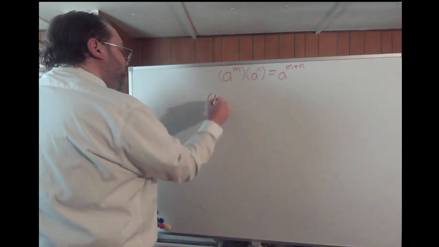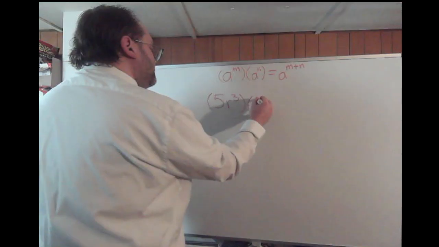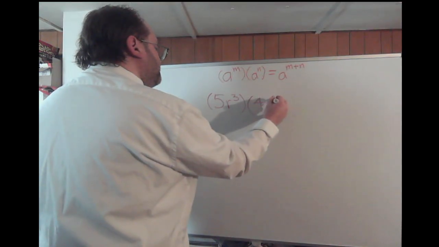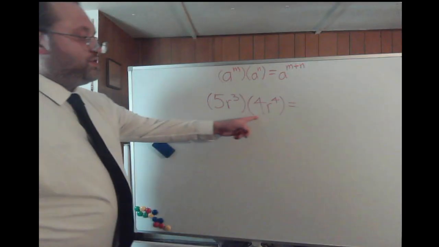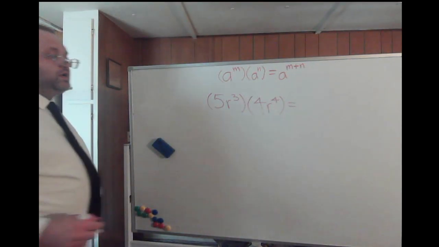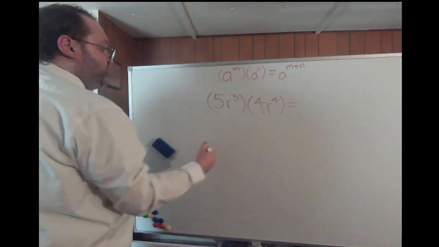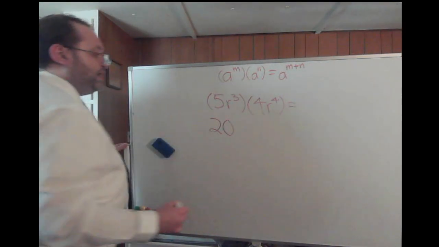Alright, we have 5r to the 3rd power times 4r to the 4th power. So we've been given 5r to the 3rd power times 4r to the 4th power. Well, of course, your coefficients you'll multiply. 5 times 4 is 20. You'll get 20 for that.